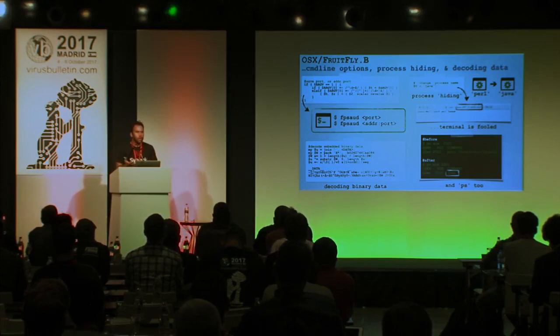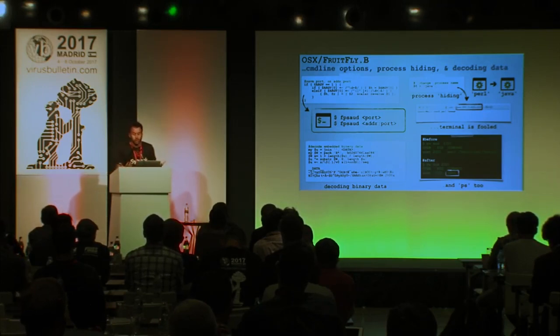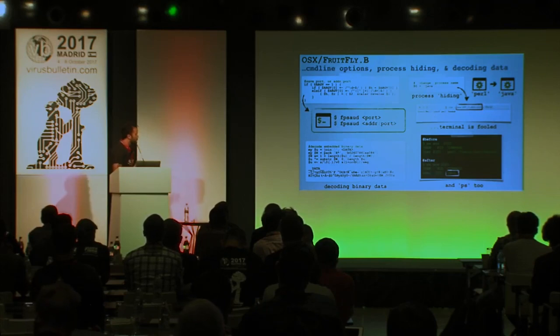We don't have to redirect DNS queries. We don't have to modify the hosts file. When we're analyzing this piece of malware, we can provide the address of the custom command and control server via the command line, and the malware will just use that. So that's great. In terms of process hiding, it just changes argv0 to Java.